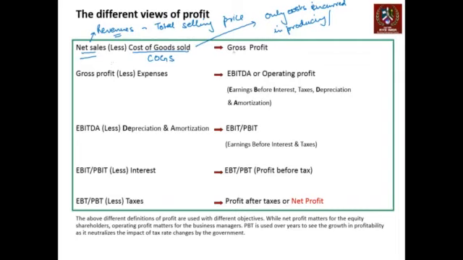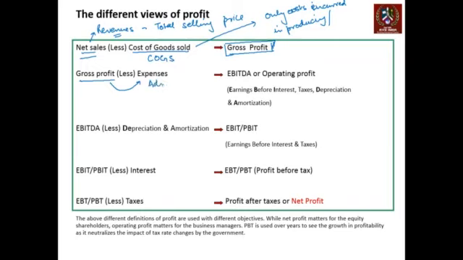Once you subtract this, you get what is known as the gross profit. That's the gross profit of the organization. If I'm selling a digital marker and the cost that has gone in terms of producing that digital marker, the difference of those two is known as the gross profit. Now, from the gross profit, if I subtract the other expenses, what could be other expenses?